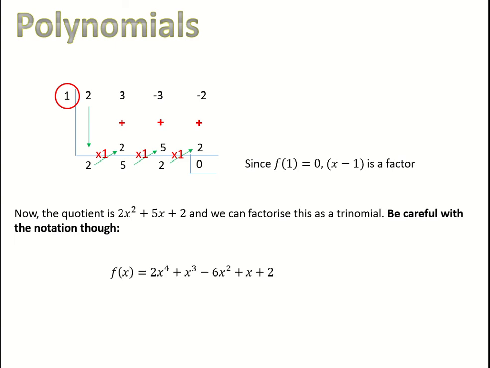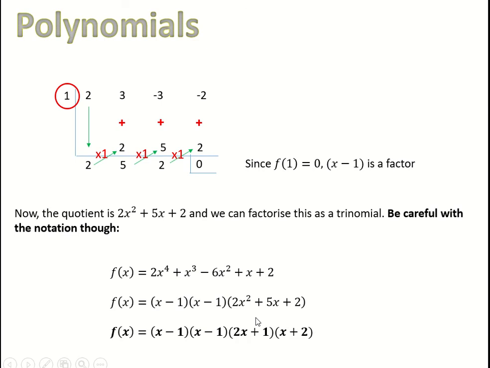Be careful with the notation, though. The idea is that we've taken out 2 factors: x minus 1 was a factor, and it was another factor. So when I rewrite this, I've taken out the two x minus 1s, and I'm left with 2x squared plus 5x plus 2. Then all I want to do is factorize that fully. However you choose to do it, you'd get 2x plus 1 and x plus 2, in which case we've got 4 factors. One of them is repeated, and you could write that as x minus 1 squared.